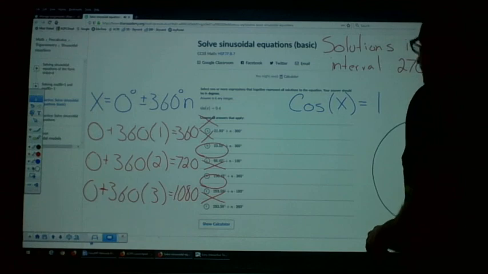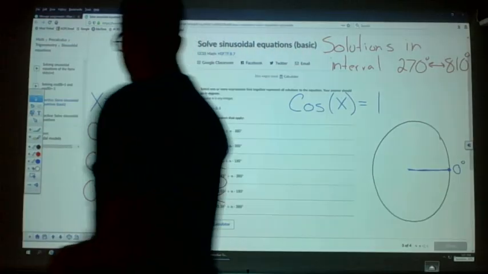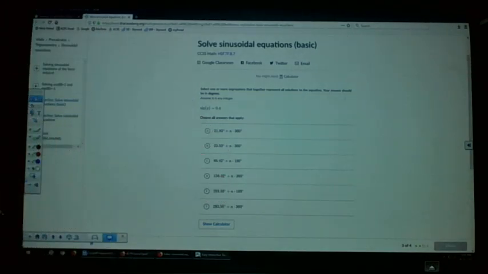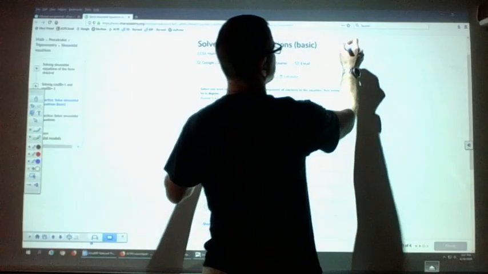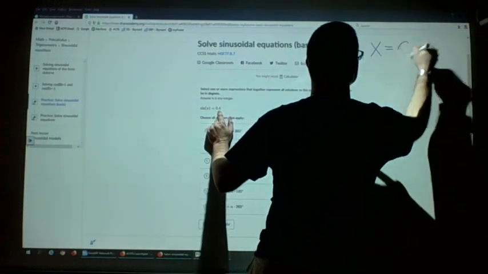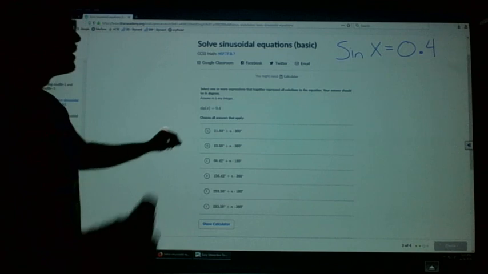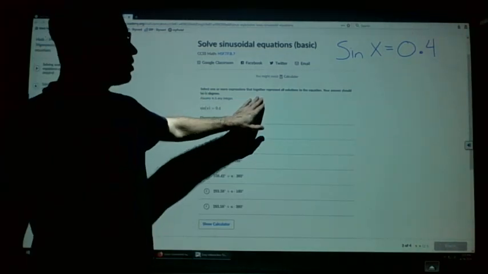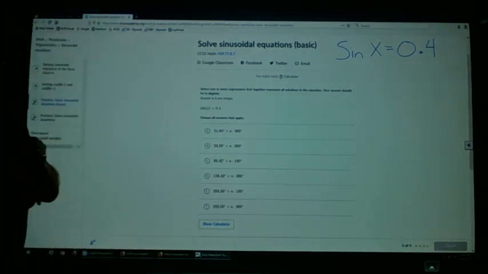Okay. I'm going to work this one a little bit faster. Problem here is sine x equals 0.4. So sine of x is equal to 0.4. Select one or more expressions that together represent all solutions. Your answer should be in degrees. Okay.